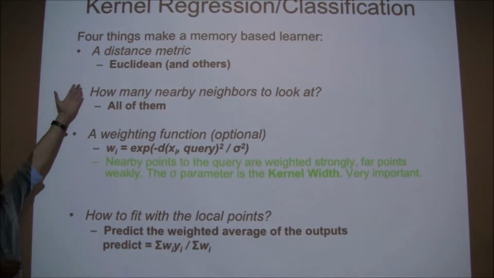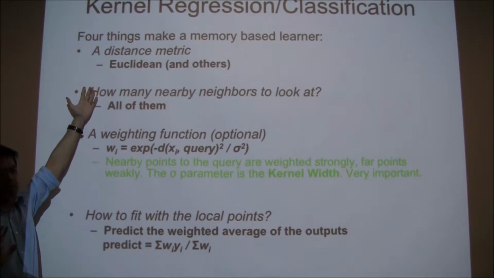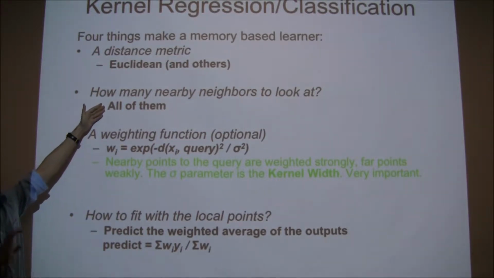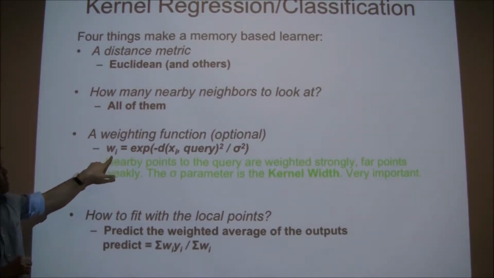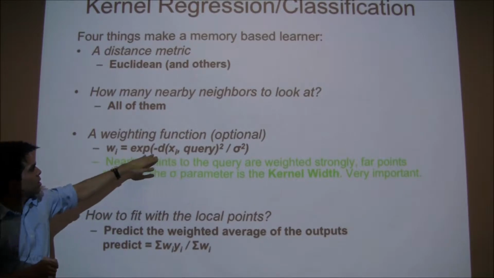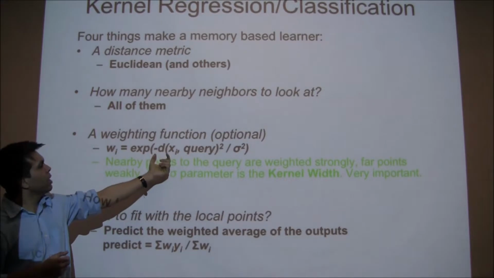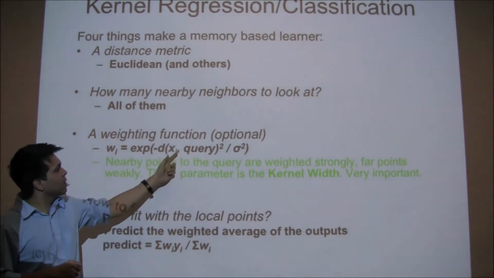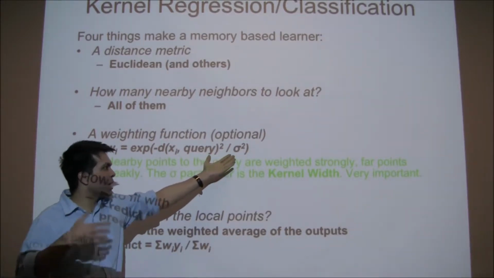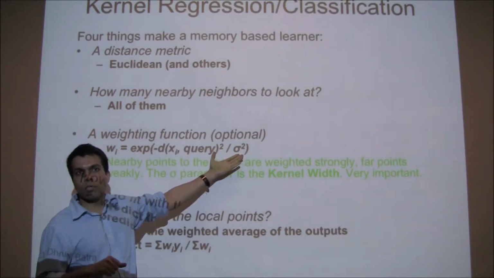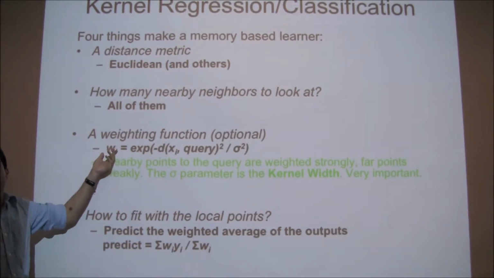The answer to the distance metric is, okay, let's take Euclidean for now. Let's make our life easy. You could change it to other distances. How many neighbors do I look at? All of them. I'm going to look at every single neighbor in the training data set. And I'm going to assign a weight, w_i, and right now I'm showing you a Gaussian form. It's the negative of the distance of the query point to this training data point i, divided by some parameter that we'll call the bandwidth parameter or kernel parameter. And this is the weight of training data point i for this query point.